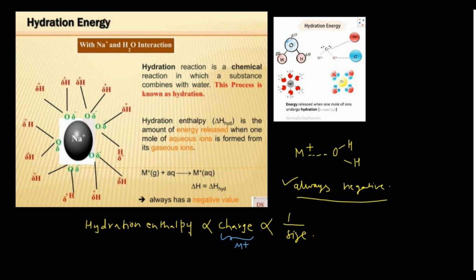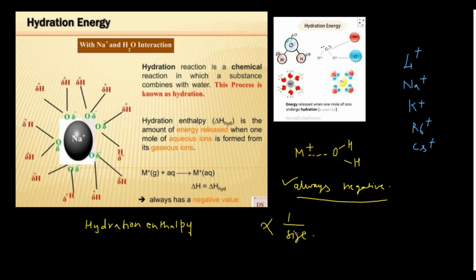And when you are discussing the charge, for the alkali metals the charge is always positive, because your lithium is positive, your sodium is positive, your potassium is positive, your rubidium is positive, your cesium is positive. That means in the case of the alkali metals, you are not comparing these with the alkaline earth metals. So if the charge is the same, it will not make any difference. So what I can do, I can remove this part from here. So from here you can clearly observe your hydration enthalpy is inversely proportional to the size.